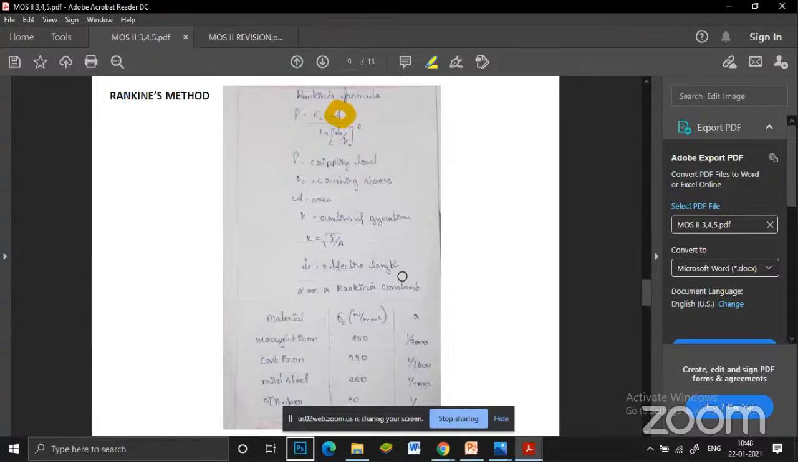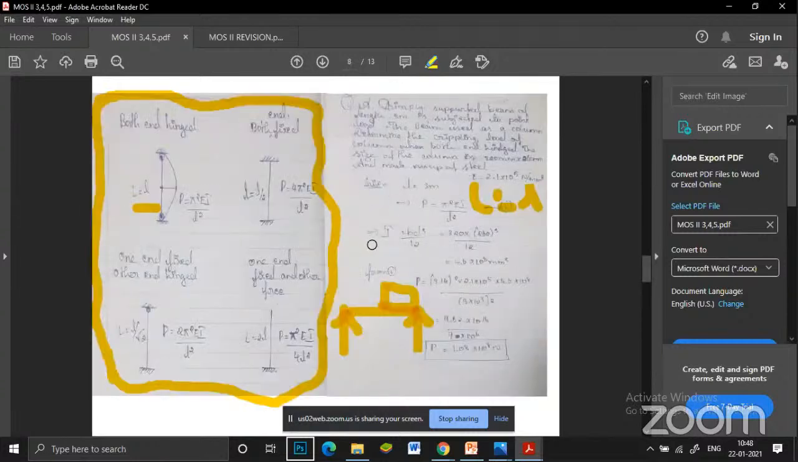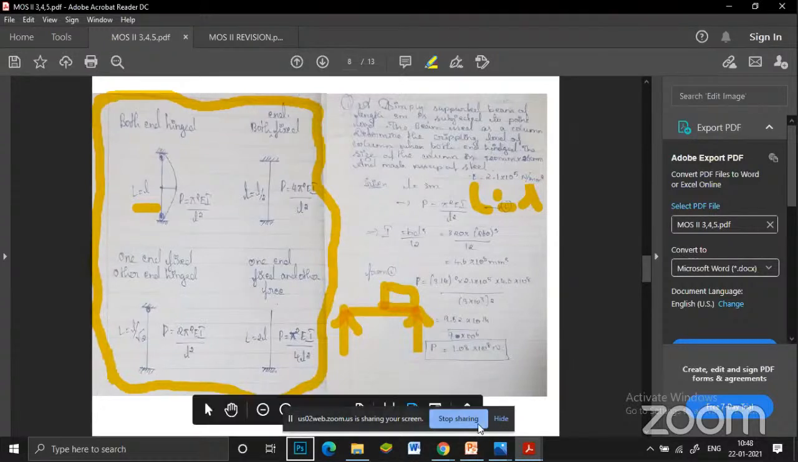Shall we have a break after 15 minutes? Shall we see the remaining? I will show some examples for this Rankine's method and Euler's method. For 10 minutes, we can have a break. Sharp at 11 o'clock, we can come back. Is this okay?